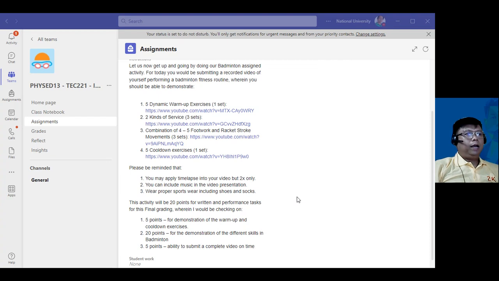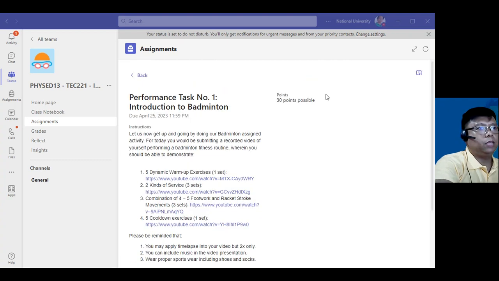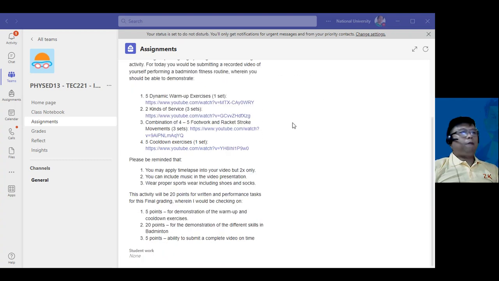Now this activity will actually be not 20 points but 30 points, for both written and performance tasks, and this is not your final grading, so later I'm going to be editing this assignment. I would be checking for 5 points for the demonstration of the warm-up and cool-down exercises, 20 points for the demonstration of the different skills in badminton, and another 5 points if you were able to submit a complete video on time.